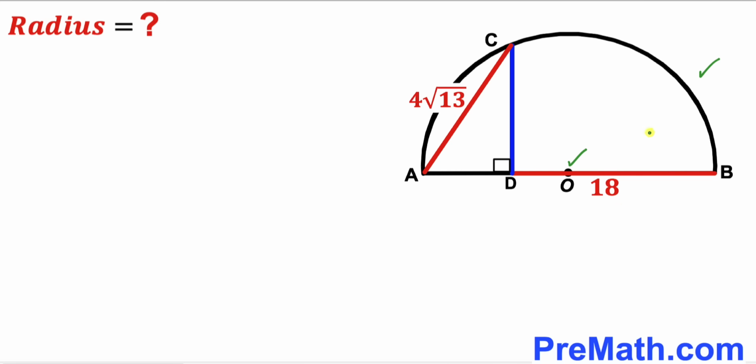this given diagram, such that this chord AC is 4 times square root of 13 units, and this horizontal segment BD is 18 units, and moreover CD is the perpendicular. And now our task is to calculate the radius of this semicircle.